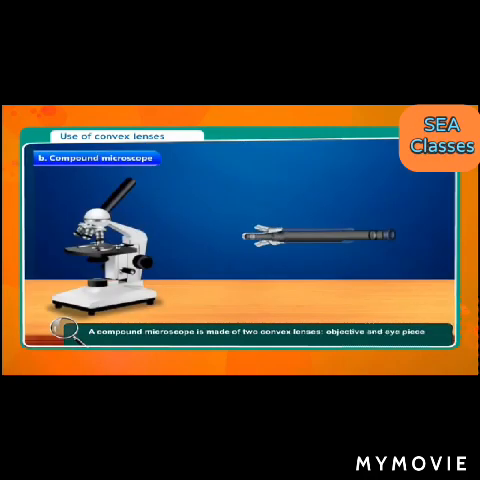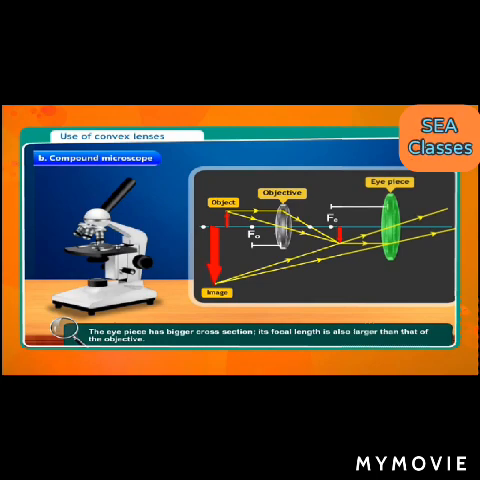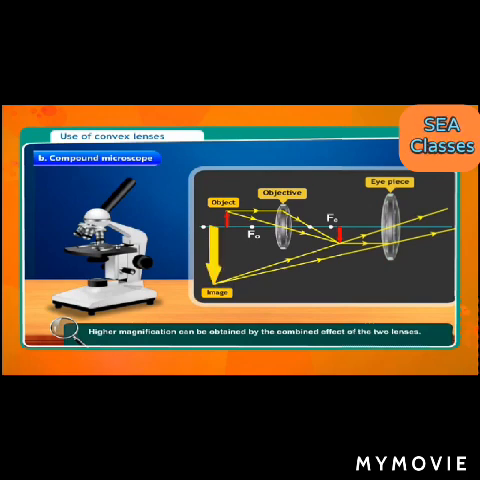A compound microscope is made up of two convex lenses, the objective and the eyepiece. The objective has a smaller cross section and a small focal length. The eyepiece has a bigger cross section and its focal length is also larger than that of the objective. Higher magnification can be obtained by the combined effect of the two lenses.